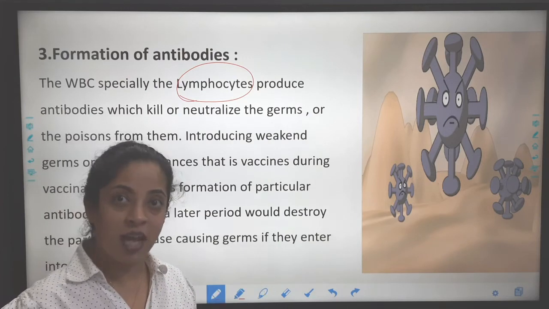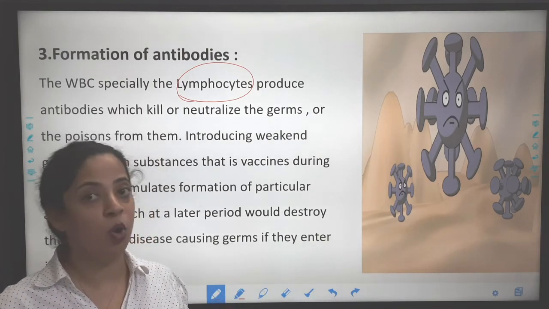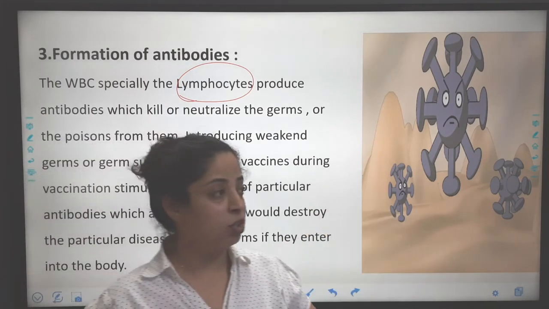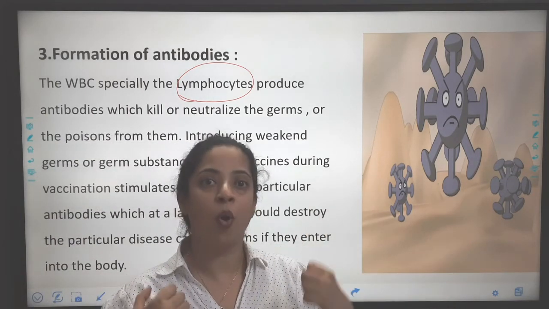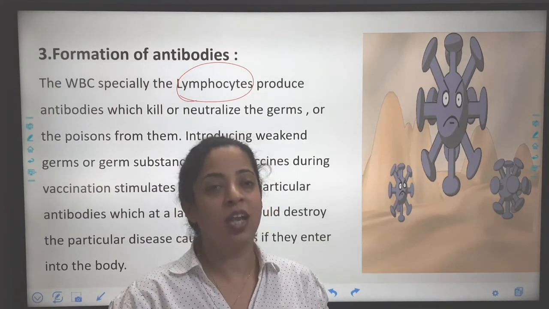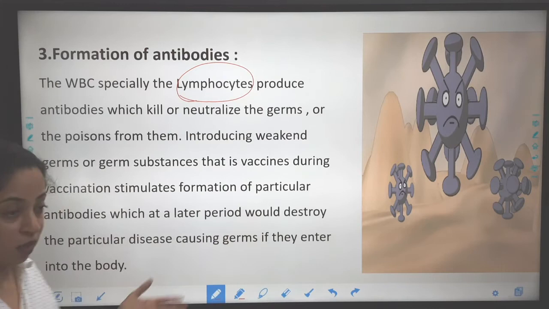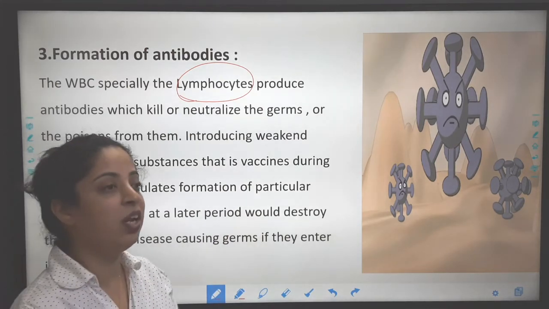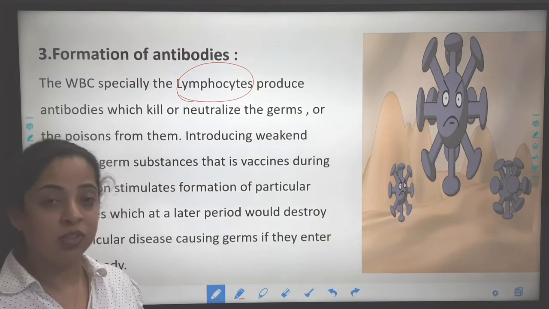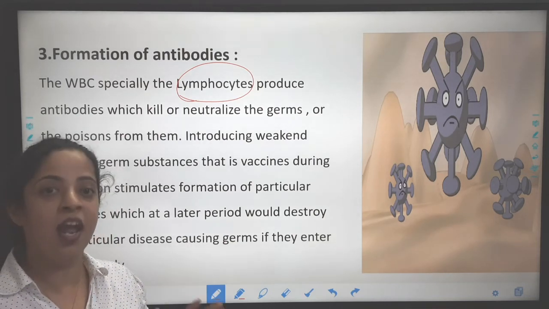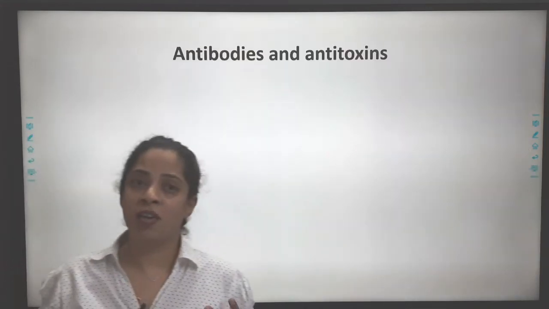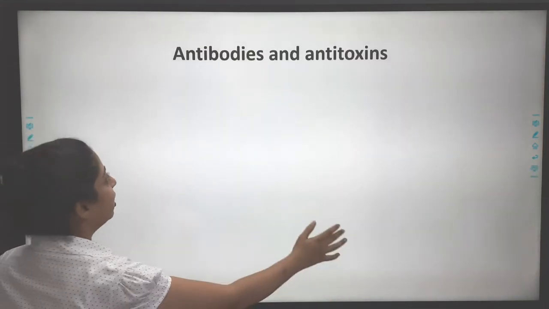These antibodies remain in your blood for a longer period of time, and later in your life, whenever the chickenpox germs enter your body, it is ready with the antibodies to fight them. That is why vaccination is given. Vaccination is basically introducing the weakened germs of a particular disease in your body, so that your body is prepared and ready to fight whenever those germs attack. Now let us revise again antibodies and antitoxins.